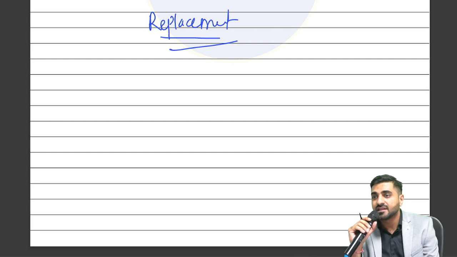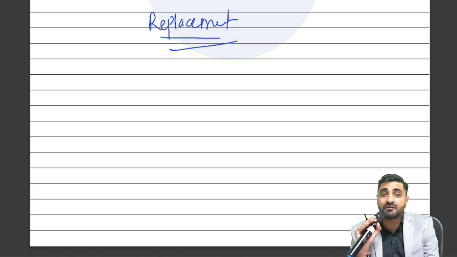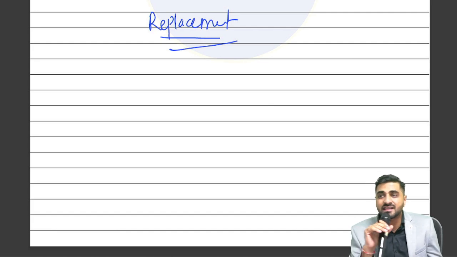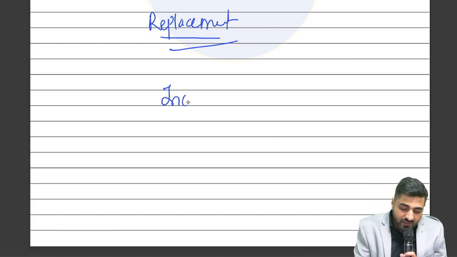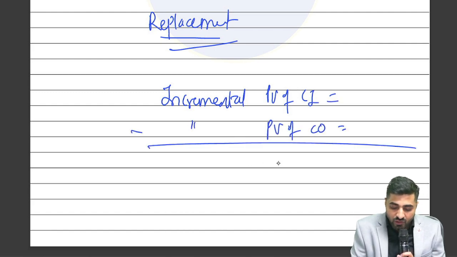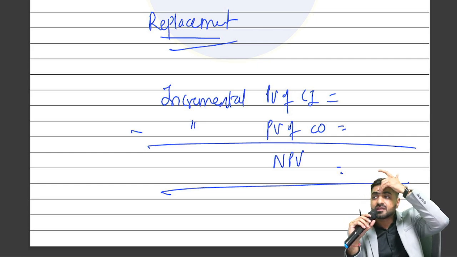Yes, sir. So see, whenever there is replacement of machine given to you in the question, always approach incremental NPV. What did I just say, beta? Incremental NPV. What is incremental NPV? Incremental PV of CI. From this, what do you subtract, beta? Incremental PV of CO. What do you ultimately get, beta? Incremental net present value. I'll explain you with the help of an example.